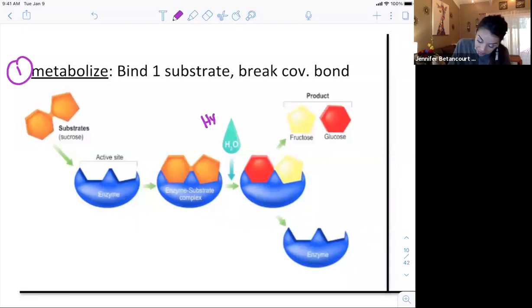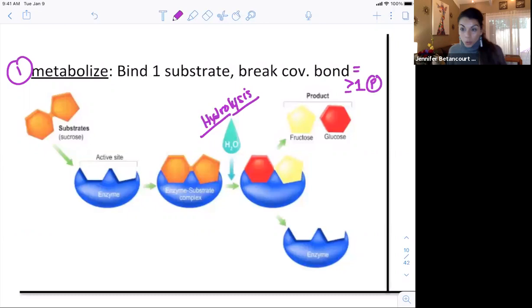Hydrolysis reaction, right? Because you need water to break the bond, okay? And we're going from a polymer, which is the disaccharide, to two monomers, which is the monosaccharides, fructose and glucose. So one way that a substrate can be modified is by breaking a covalent bond and creating two products. Sometimes it's even more, so we'll just say more than one product, okay? That's one way that you can do it.